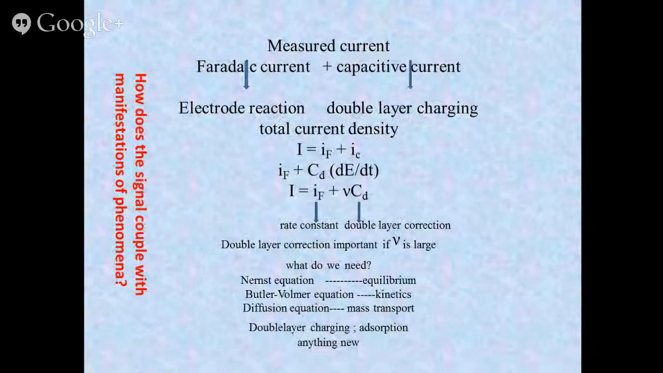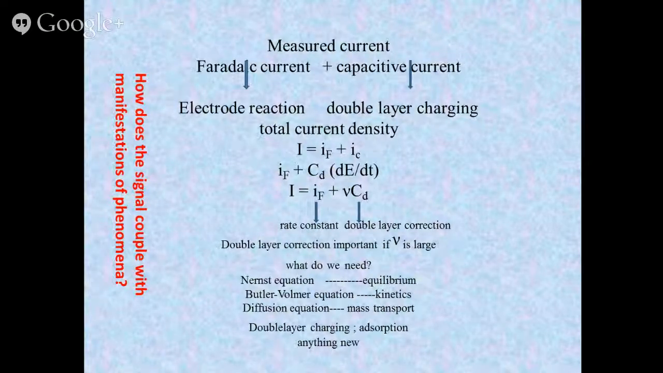The measured current is due to the Faradaic current, that is, the electrochemical reaction that is taking place, and also the capacitive current. The Faradaic current is due to the electrochemical reaction. The capacitive current is the charging of the double layer. So the total current that we measure is I_F plus I_C. The double layer capacitor current I_C is the capacitance times dE/dt, the variation of the potential with respect to time. So we can do that.